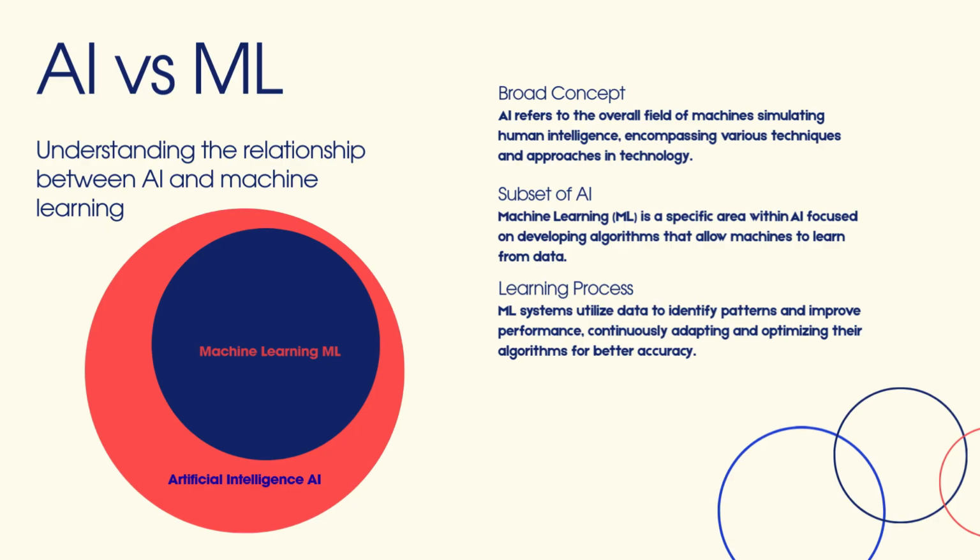In simple terms, artificial intelligence is the bigger field. Machine learning is one important method inside it. All machine learning is part of artificial intelligence, but artificial intelligence includes more than just machine learning.